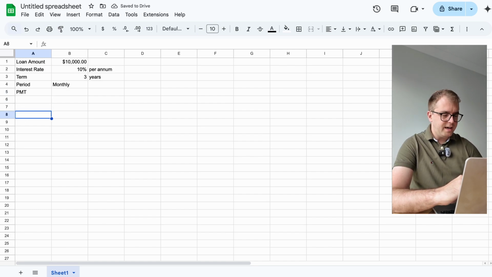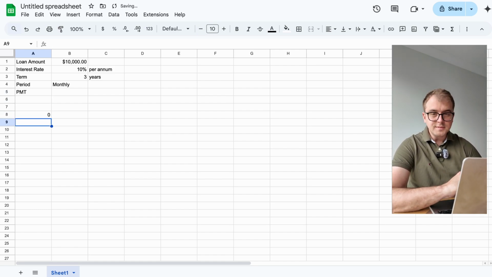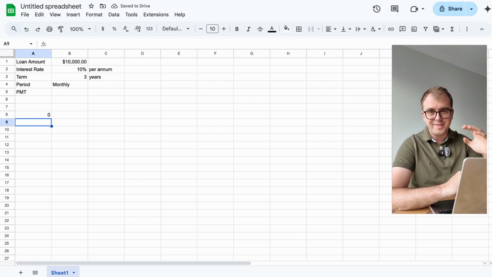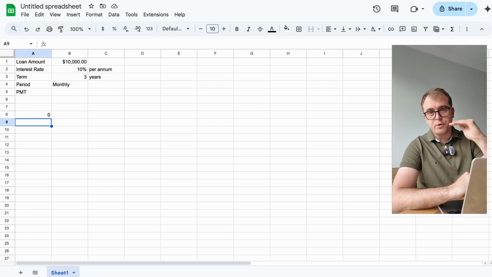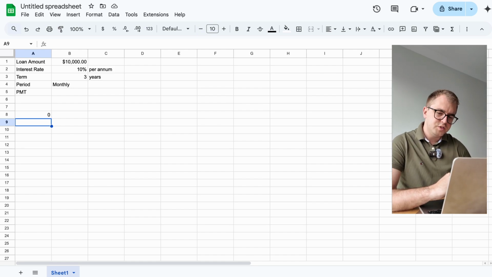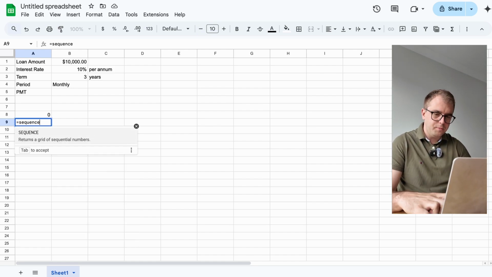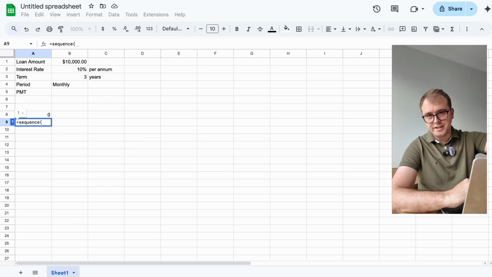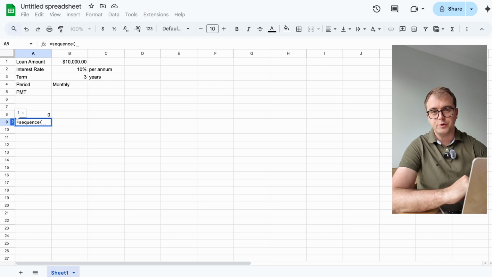And where I generally start is with a 0. So with a timestamp. At the point we take out the loan, that's where we start. Then we need to number all of our installments: the first installment, second, third, fourth, etc. So what I use is the sequence formula. This does the hard work for us and it's adaptive. As we change things up the top, that filters through into our schedule.